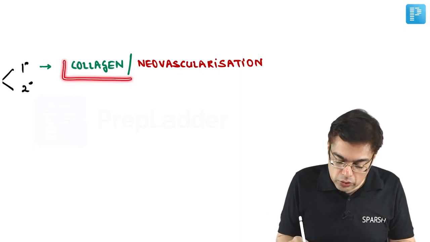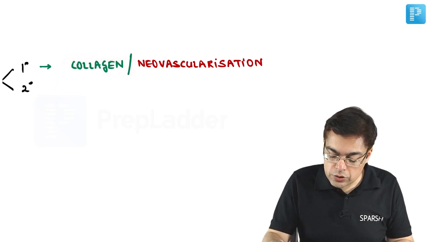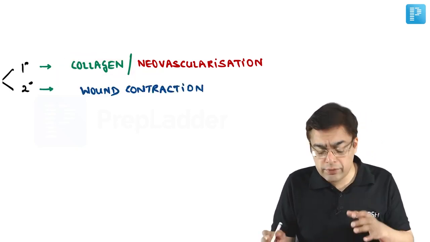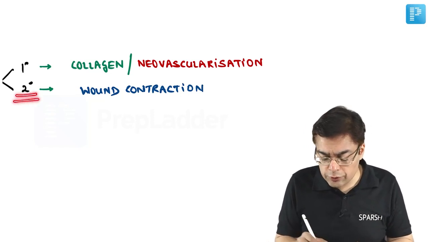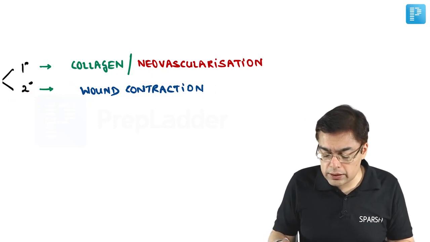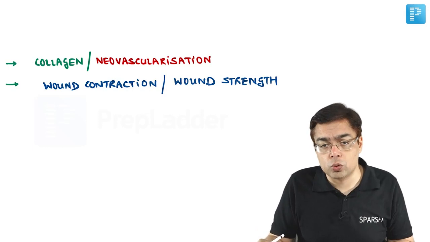Having said that, when we are talking about the collagen over here, we just need to be familiar with the fact that initially we are going to have a collagen which is going to be deposited, and the way by which you are going to distinguish primary wound healing from secondary wound healing would be that secondary wound healing is going to be characterized by the concept of wound contraction. The exam can also talk about wound strength.